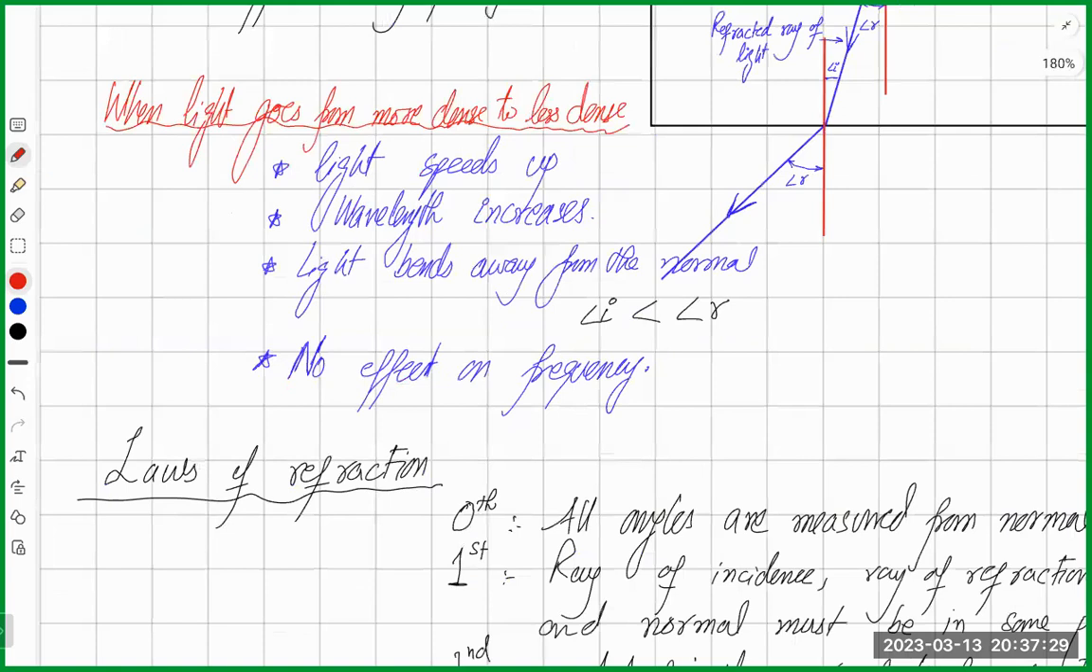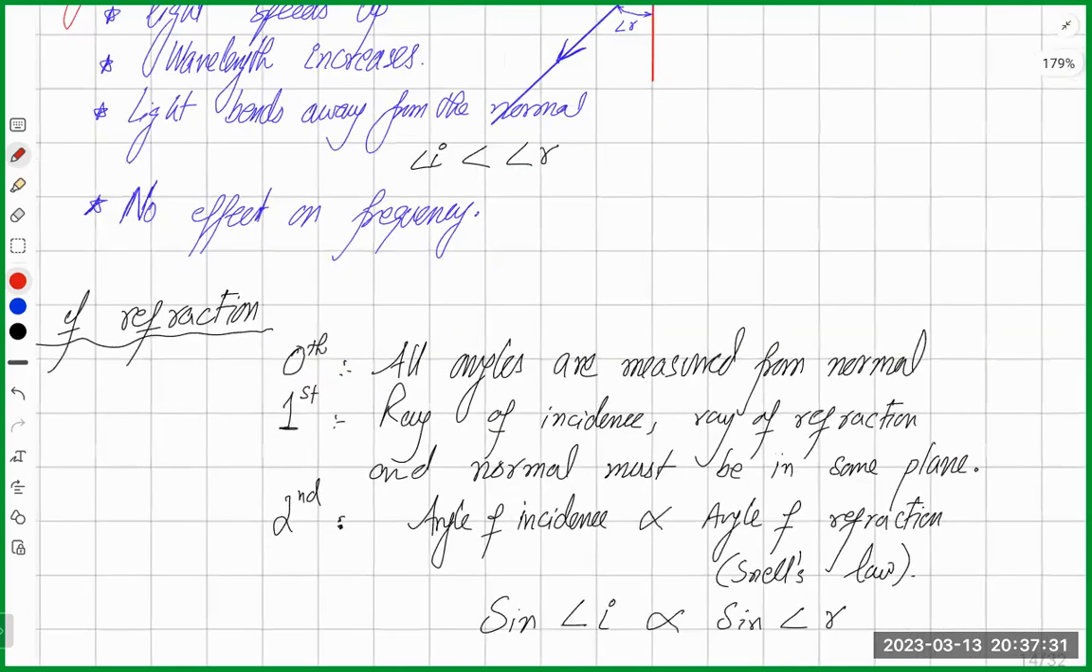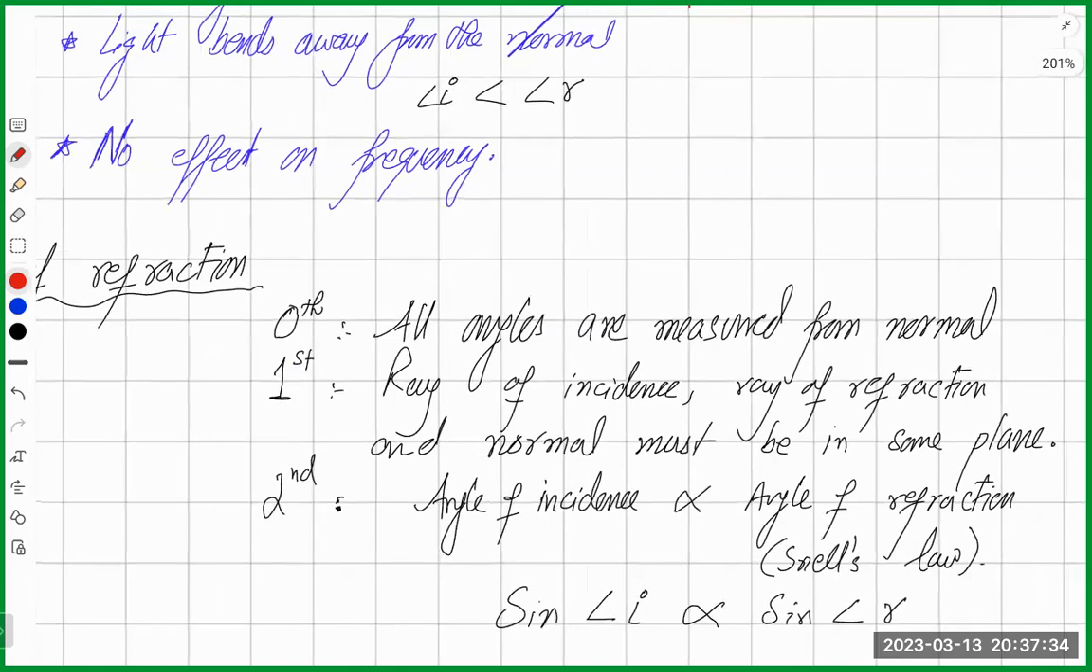Now, law of refraction, zeroth law. This is just my term because it is one very basic piece of information: all of the angles are measured from the normal. Angles are never measured from the surface. Yes, we can measure the angle, but those angles will not be recognized as angle of incidence or angle of refraction. Angles from the surfaces are not very authentic. So all angles are always measured from the normal.